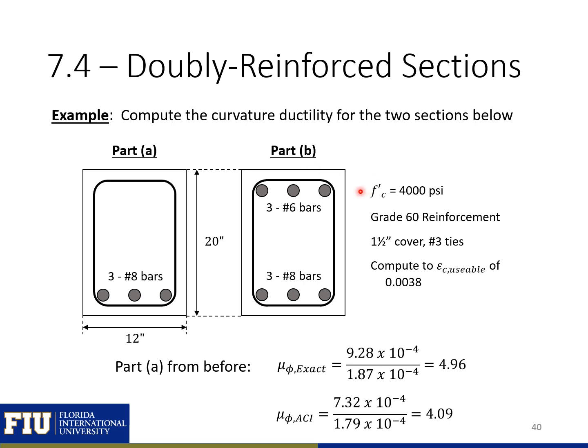We'll have the same concrete strength for both sections, f'c of 4 ksi, same grade 60 steel with 60 ksi yield strength, same cover, same diameter ties, and we'll say that we computed a usable epsilon c max of 0.0038. We know from before we have our 2 curvature ductility values, one the exact and one an ACI approximate, of about 5 and about 4 for our singly reinforced section.